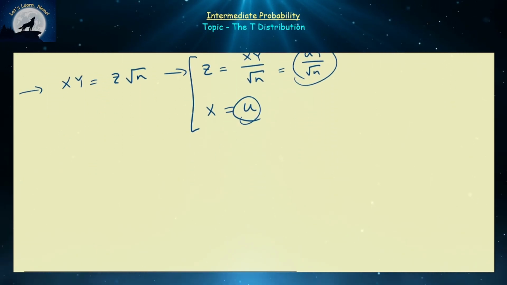Now we need to build our Jacobian for our transformation. So the Jacobian of our transformation is going to be what?